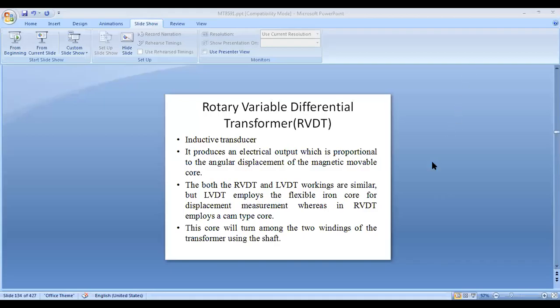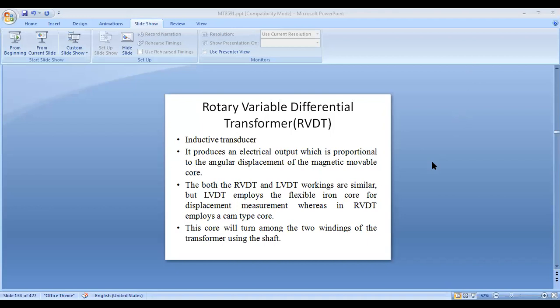Now today we are going to see about the rotary variable differential transformer. The thing is that the rotary variable differential transformer is actually an inductive transducer. It produces an electrical output which is proportional to the angular displacement of the magnetic movable core.